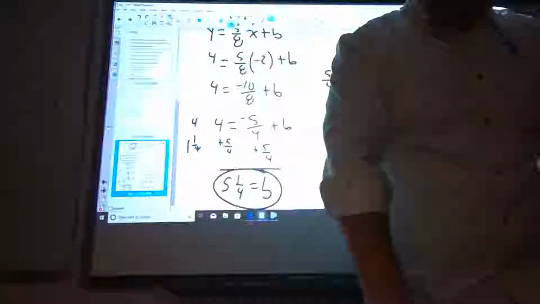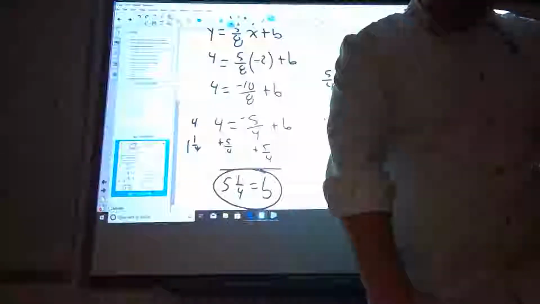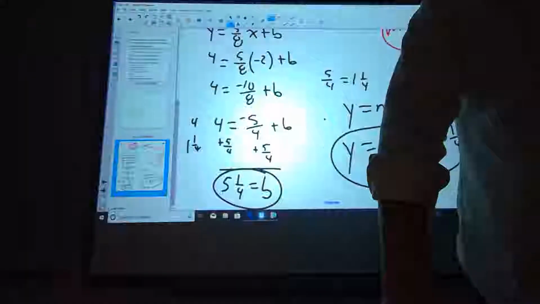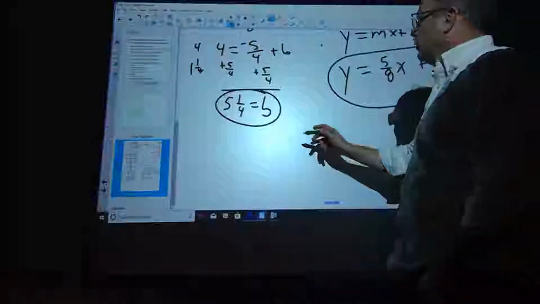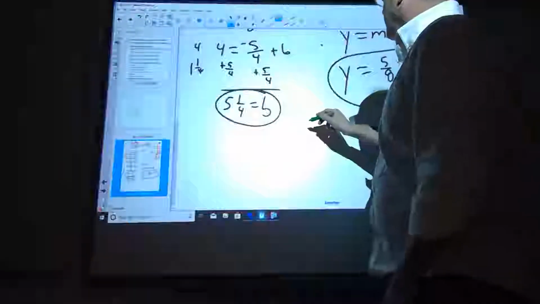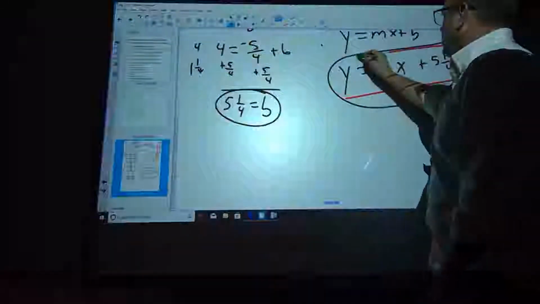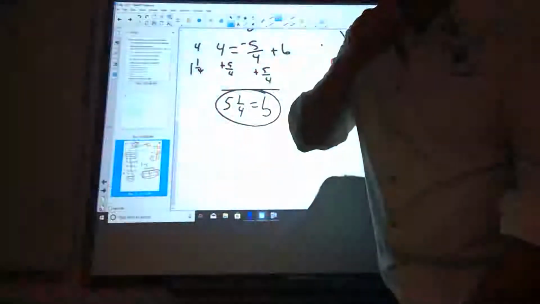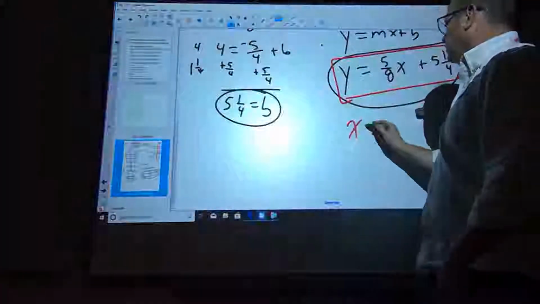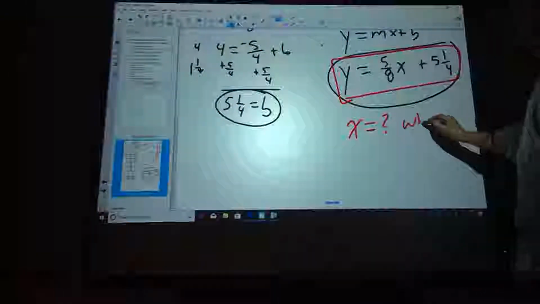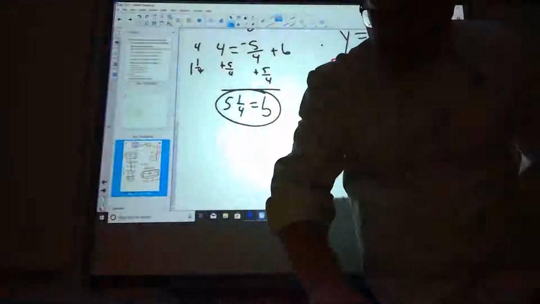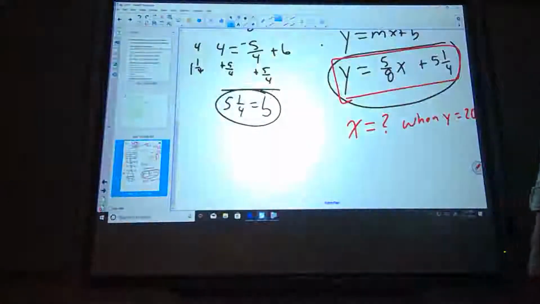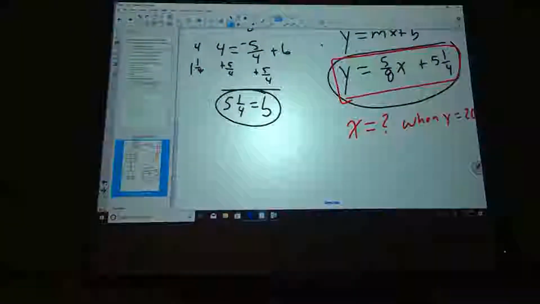The next step, letter B, and this again is on page 113, number 5, says use the line in part A to calculate x when y equals 20. Okay? So this is a totally different question that it's asking. We're going to use this equation, and it says calculate x. What is x equal to when y equals 20? So using that equation, try and answer that question. What should we do? What do you think?